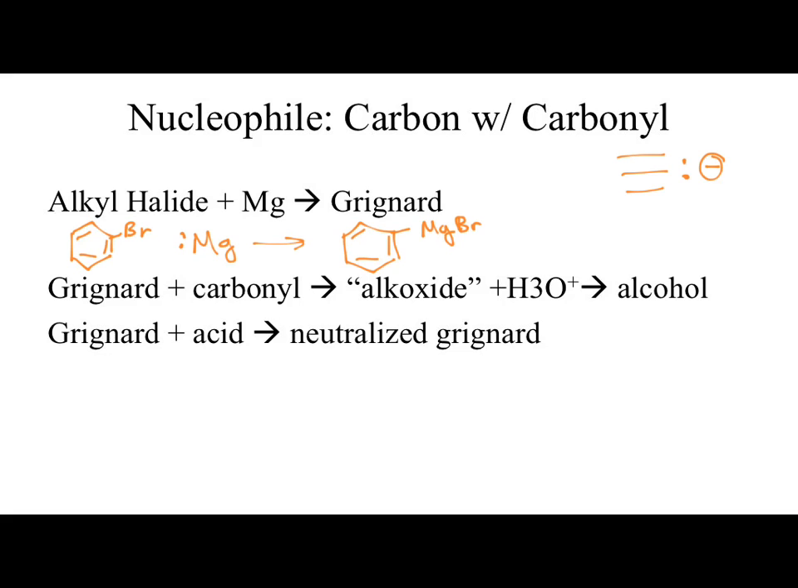Sits in between there. We end up with an ionic compound. Magnesium holds a +2 charge. For this structure to remain neutral, the carbon must be negative. We've now generated a nucleophilic carbon. That carbon can now react with carbonyls, and we end up generating an intermediate referred to as the alkoxide, which I'll draw out in just a second. We can then follow that up with an acid workup, H3O+, to give us an alcohol.